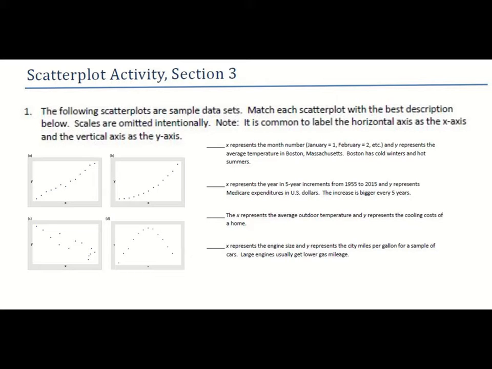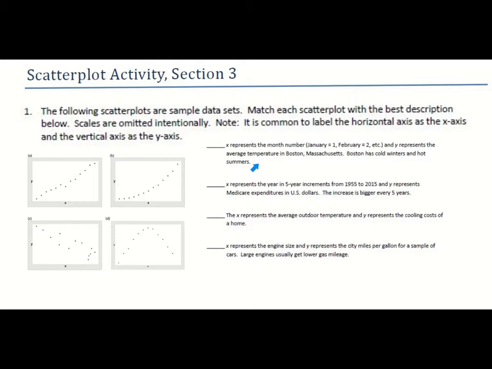Okay, so the following scatter plots are sample data. We need to match each scatter plot with the best description below. The scales are omitted intentionally. So if I look at my graph on number 1, it says X represents the month number and Y represents the average temperature in Boston, Massachusetts.